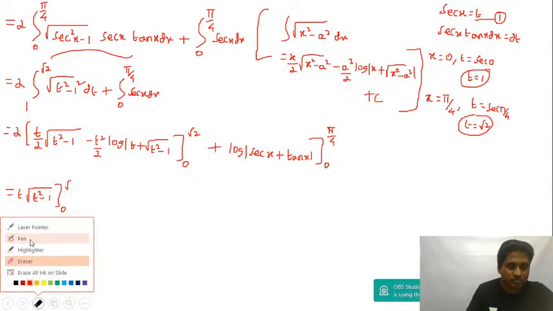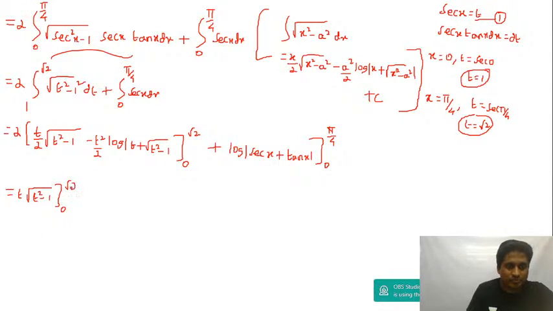Between the limits 0 to root 2, again 2 will cancel with 2. If you open the bracket, you will get this as t square into log of t plus root of t square minus 1, t square minus 1 between the limits 0 to root 2.